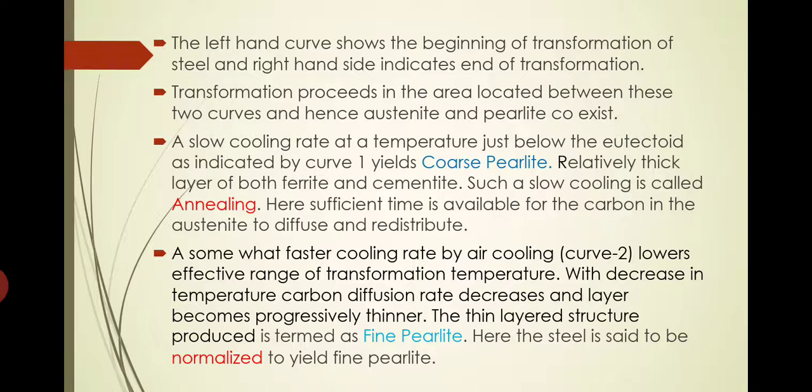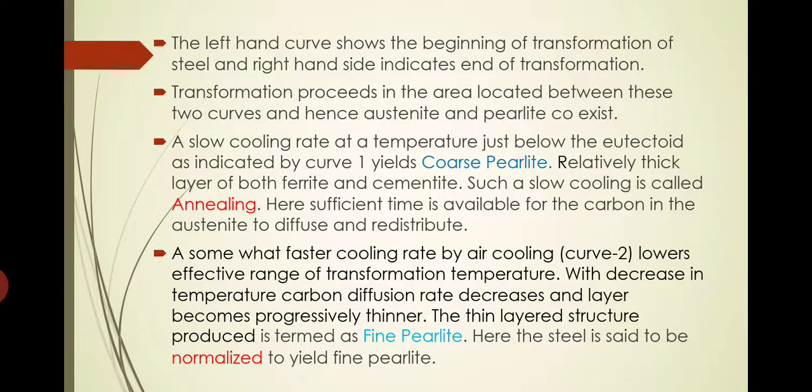So how we identify this coarse pearlite structure is by a relatively thick layer of both ferrite and cementite. If it appears like that in the microscope, then we can ensure that the structure obtained is coarse pearlite. So usually during a very slow cooling rate, the structure obtained is coarse pearlite, and the process of that slow cooling is simply known as annealing, that we will discuss in detail in the heat treatment process. Here sufficient time is available for the carbon in the austenite to diffuse and redistribute. That's why we obtain that coarse pearlite structure.